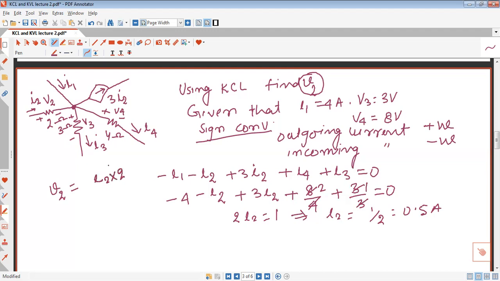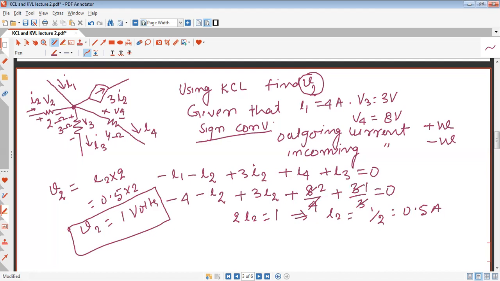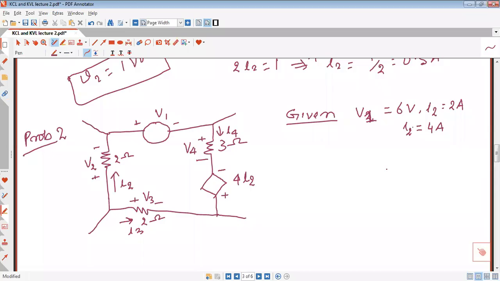The resistance is here. From Ohm's law, voltage is equal to current multiplied by resistance. So current is 0.5 and resistance is 2, so it is 1 volt. Now using Kirchhoff current law, we can find the value of voltage. In a similar way, we will also use Kirchhoff voltage law to find the current in the circuit.